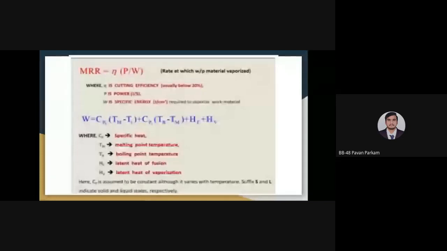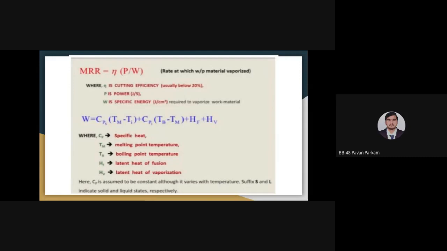Here eta is the cutting efficiency, usually below 20%. P is power, joule per second. W is the specific energy, joule per centimeter cube, required to vaporize your workpiece. To calculate the specific energy W, the formula is Cp times (Tm minus Ti), where Cp is the specific heat, Tm is the melting point temperature, Tb is the boiling point temperature, then Hf and Hv are the latent heat of fusion and latent heat of evaporation.